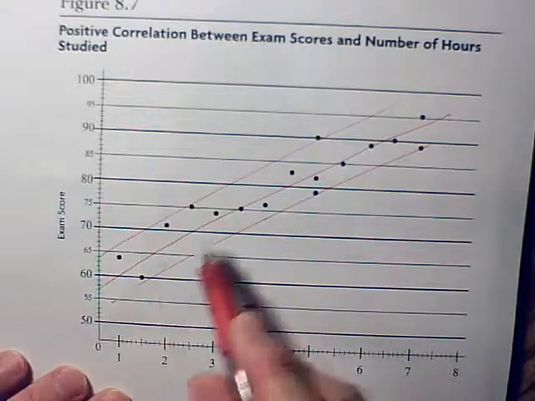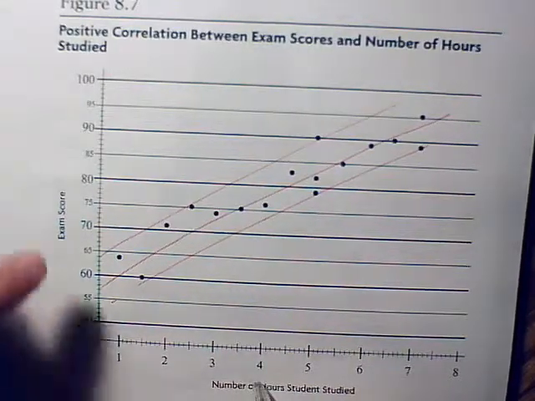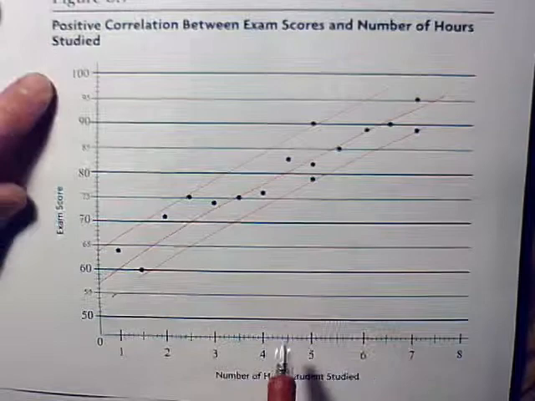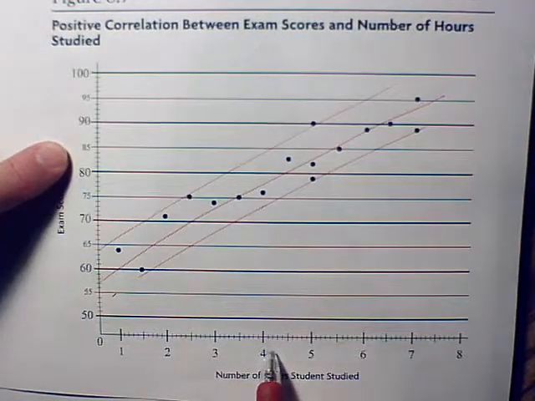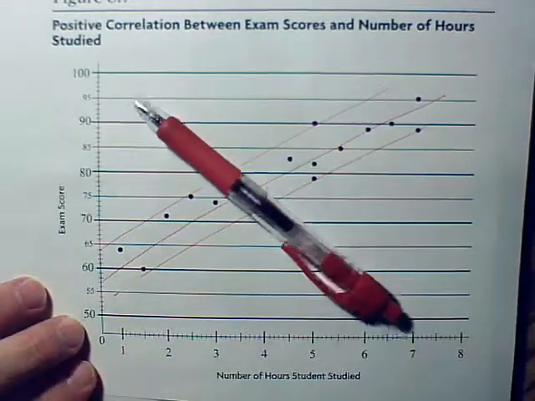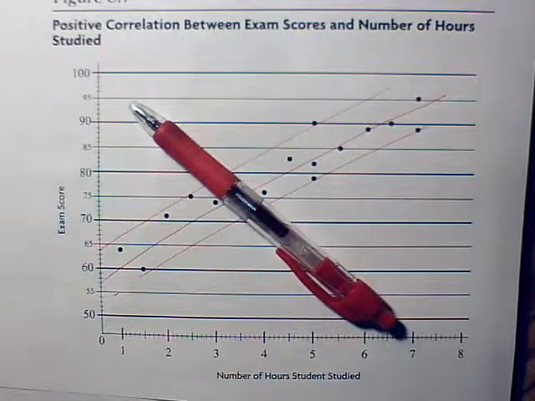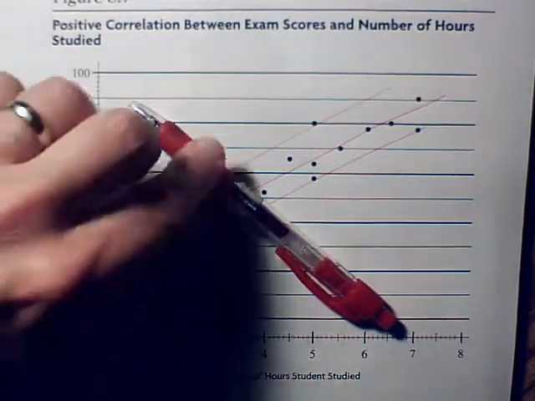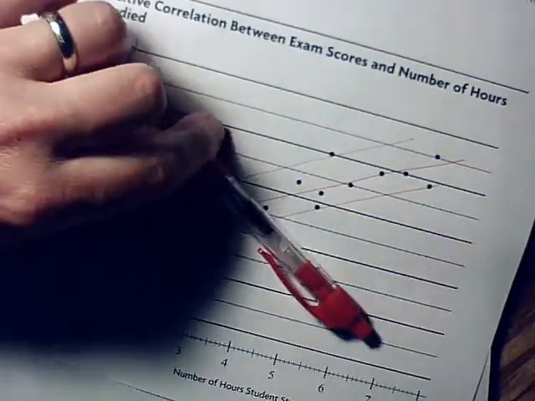This is a positive relationship between independent and dependent variable. It's also called a positive correlation between those two variables. If the data went on a slant like this, on an almost straight line going downhill, a negative slant, that's called a negative correlation. So this is a positive correlation, a negative correlation.